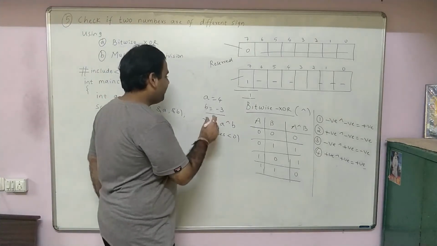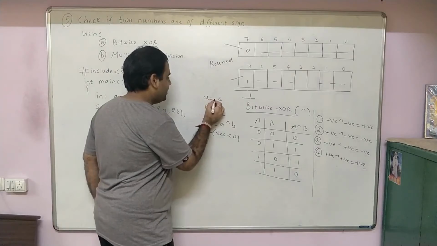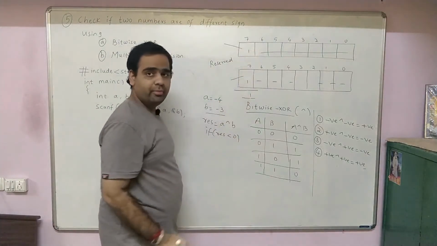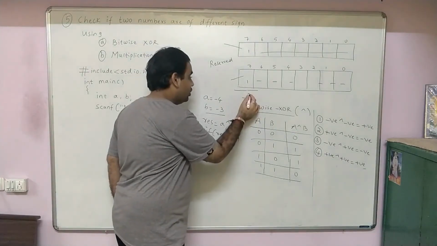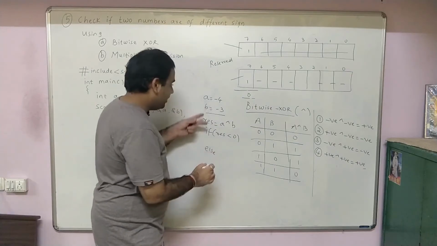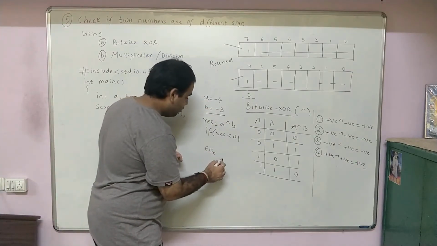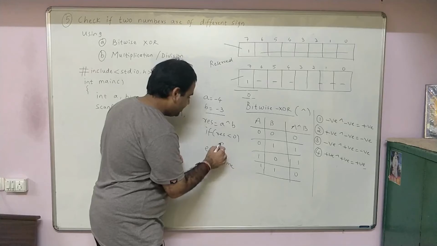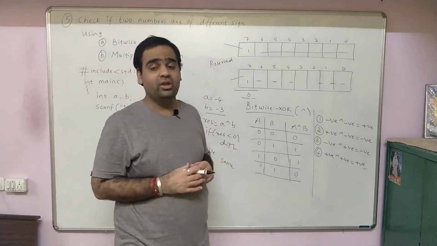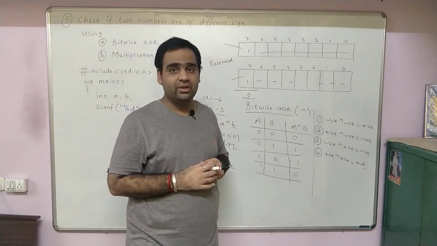Okay, now if I say A equal to -4 and B equal to -3, now this would also be 1, this would also be 1. 1 XOR 1 is 0. That means it is a positive number. So if the result is a positive number, that means they both are of same sign, and if it is a negative number, they both are of different sign. This is how we can do it with the help of bitwise XOR.